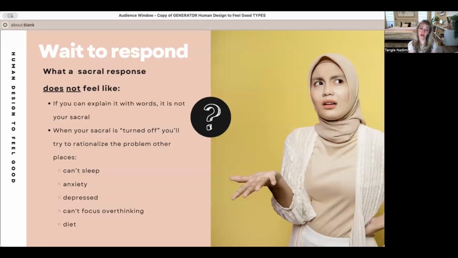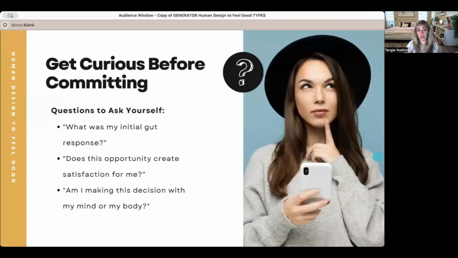Being able to follow these steps and create those openings in your day for yourself or your clients, if you're not a generator, is what is going to help create the space for larger opportunities when they come in and create lots and lots of clarity on how to move that energy. Get curious before you commit your energy to anything.